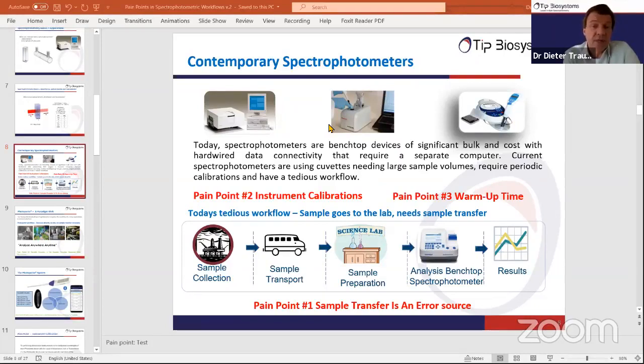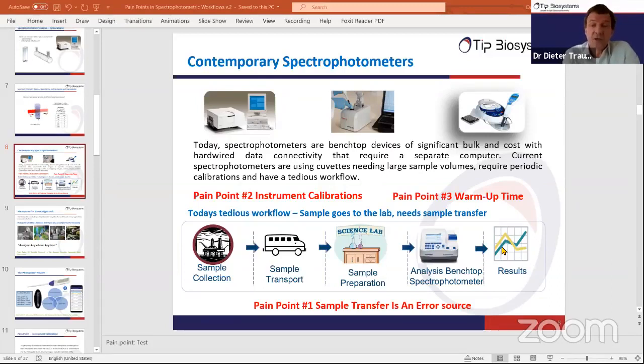On the slide we can also see quite a tedious workflow in the classical benchtop spectrophotometer setup, where you collect samples, transport samples, fill them in the cuvette, place the cuvette in the instrument, and then connect your computer with the instrument, start the software, choose the right function in the software, and take your measurements. So it is quite time consuming and tedious.